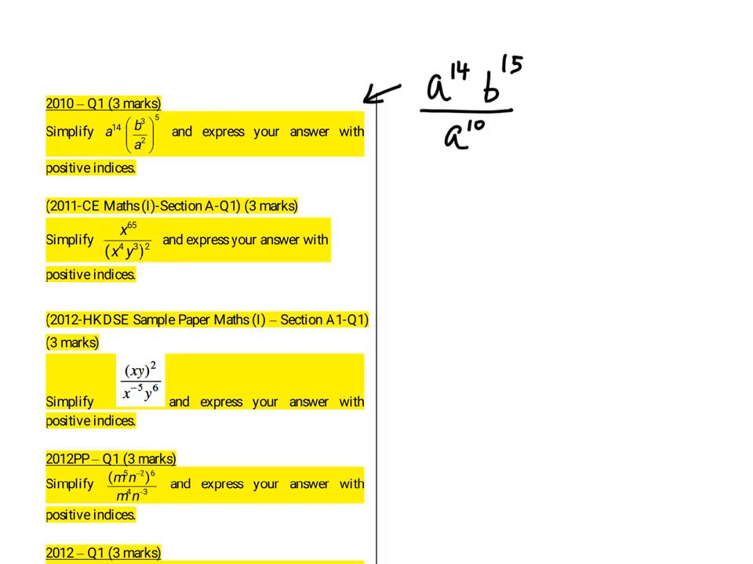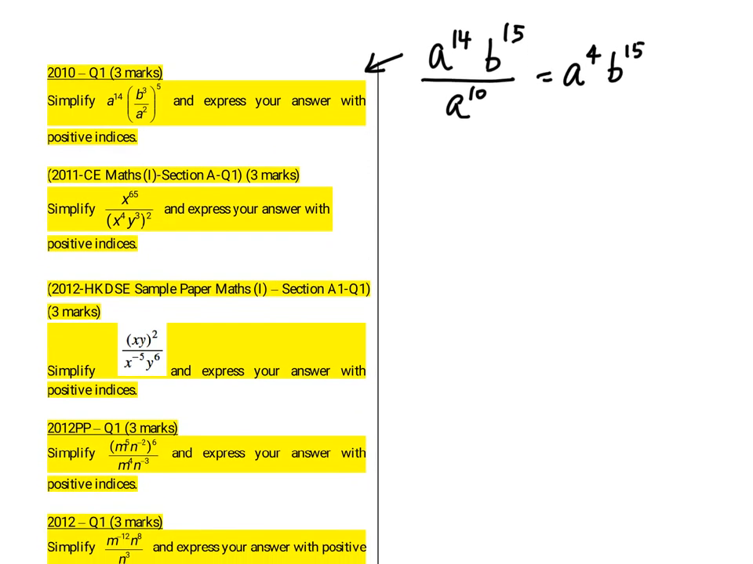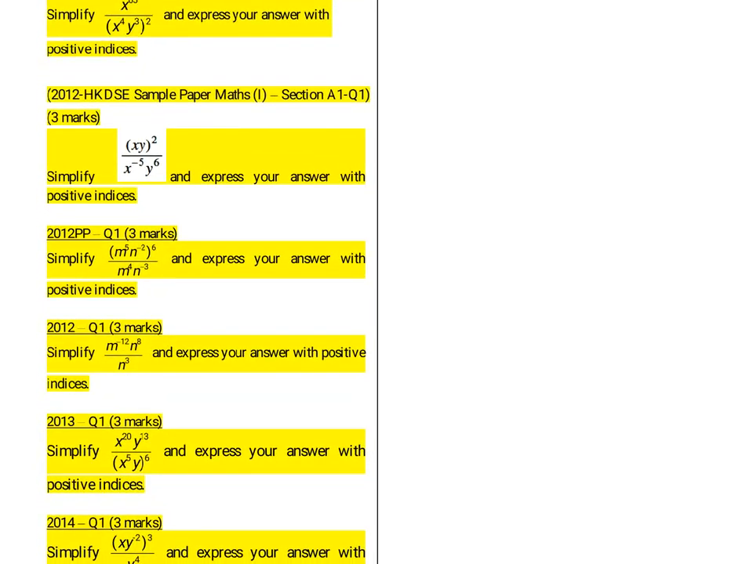And then once again, the numerator you have 14a, and then the denominator you have 10a. So the final answer, you will have a to the power 4 in the numerator, and then b to the power 15 again in the numerator, and then the denominator has nothing, so you can just write it like this. So this one will be the final answer. And then we move on to the next part.